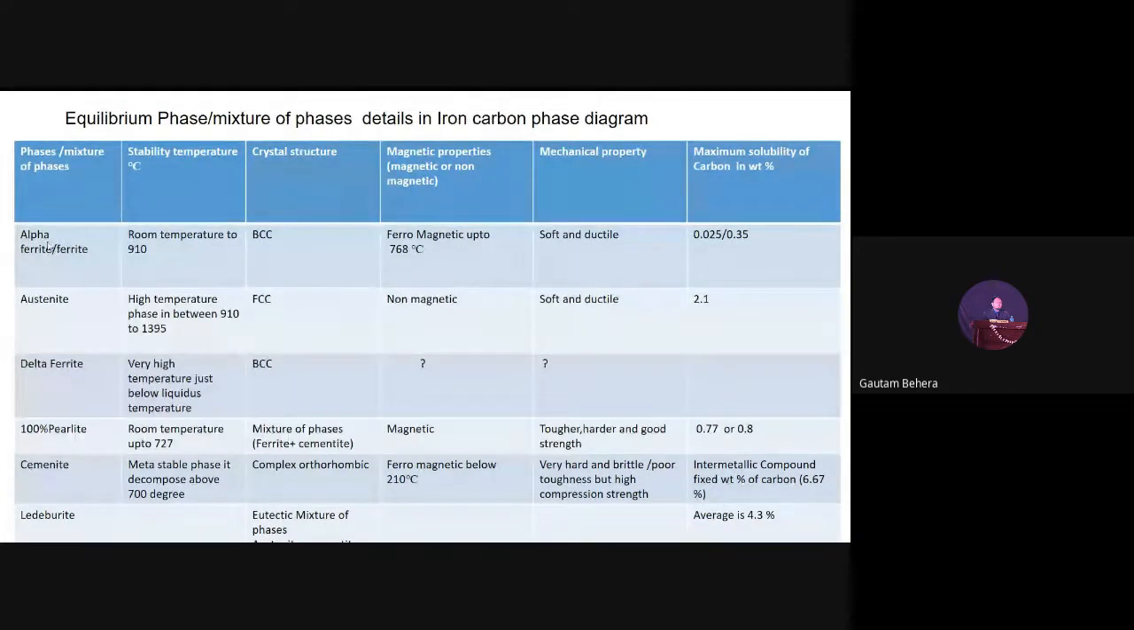Alpha ferrite, or simply called ferrite. We know that it is a BCC structure, body centered cubic structure, and basically these are ferromagnetic, but up to 768 degrees centigrade. That means low temperature ferrite is magnetic, ferromagnetic, strongly attracted by a magnet. But once you go above 768, it will become paramagnetic, right? And ferrite is a very soft and ductile phase. And the maximum solubility of carbon is 0.025. In some literature, you can see 0.35 like that.